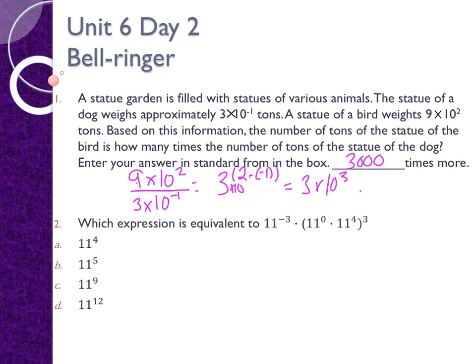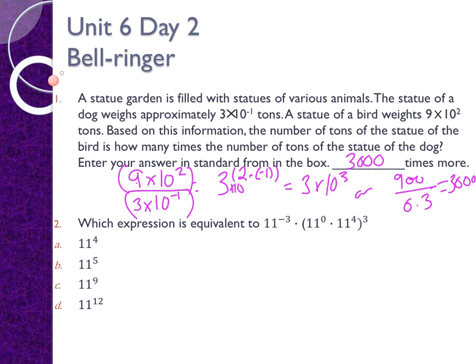Or you could go ahead and figure out what 9 times 10 squared is. That's 900, divided by 3 times 10 raised to the negative 1 power, which is 0.3. So 900 divided by 0.3 gives me 3,000. You could have solved it that way too, or you could just type it in your calculator like this, and you already got your answer too.